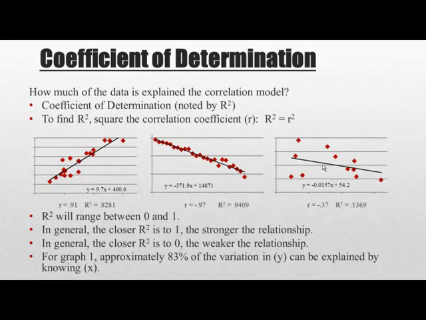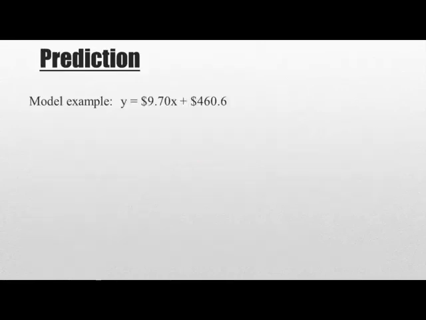The last one, 13.7, so 14% of the variation in y can be explained by knowing x. 14% is not a very high model. So again, in looking at this, these two seem like stronger models, and this one does not seem to be a strong model.